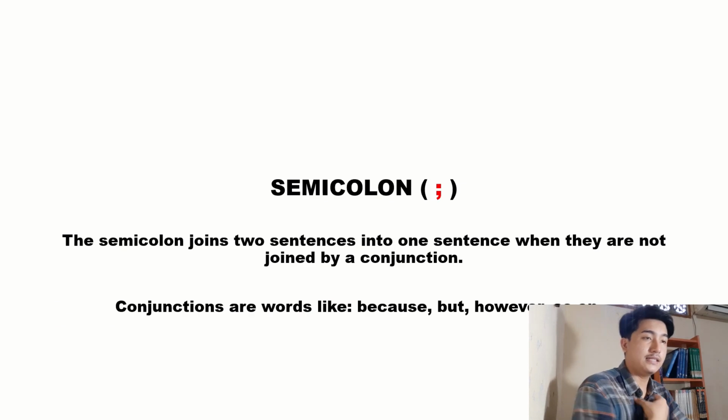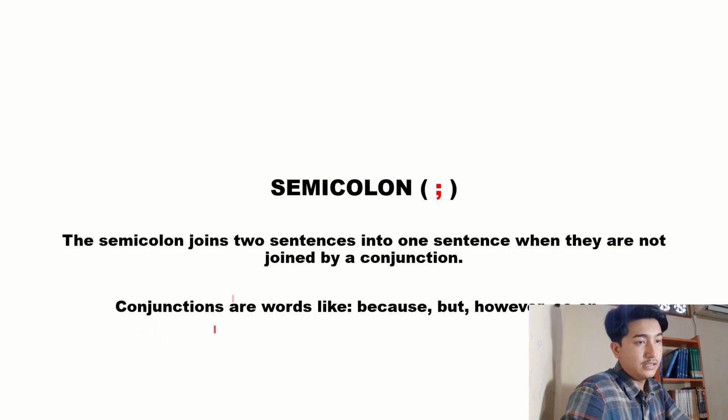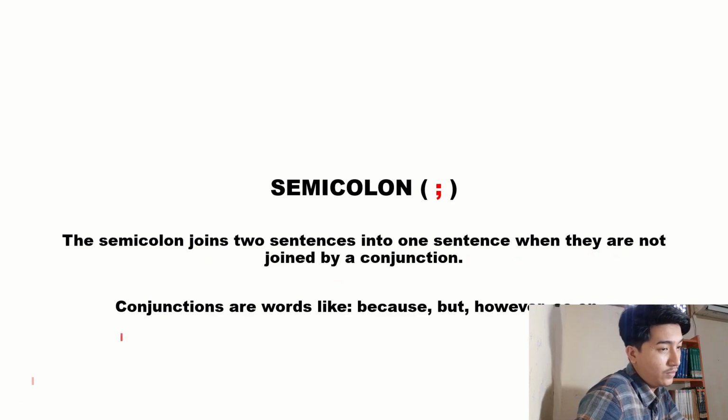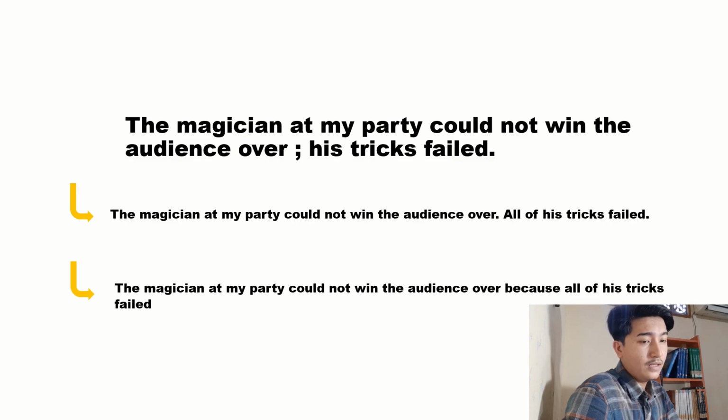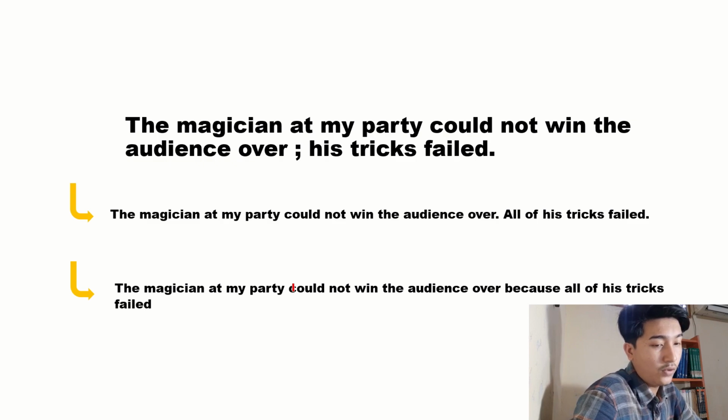The next is we will talk about and learn about the semicolon. The semicolon joins two sentences into one sentence when they are not joined by a conjunction. Conjunctions are words like because, but, however, and so on. When you connect two sentences or two ideas into one sentence, but you don't use a conjunction, so in other words, you do not use words like because, but, or however, then you insert a semicolon.